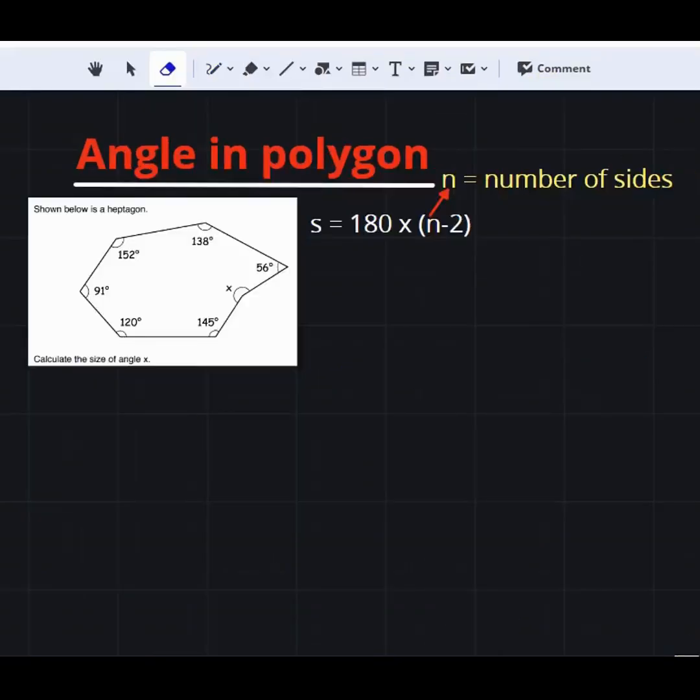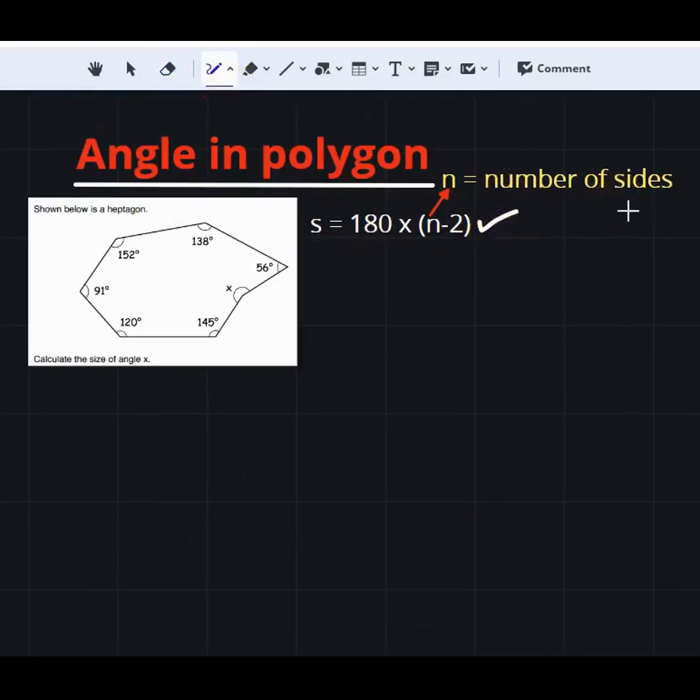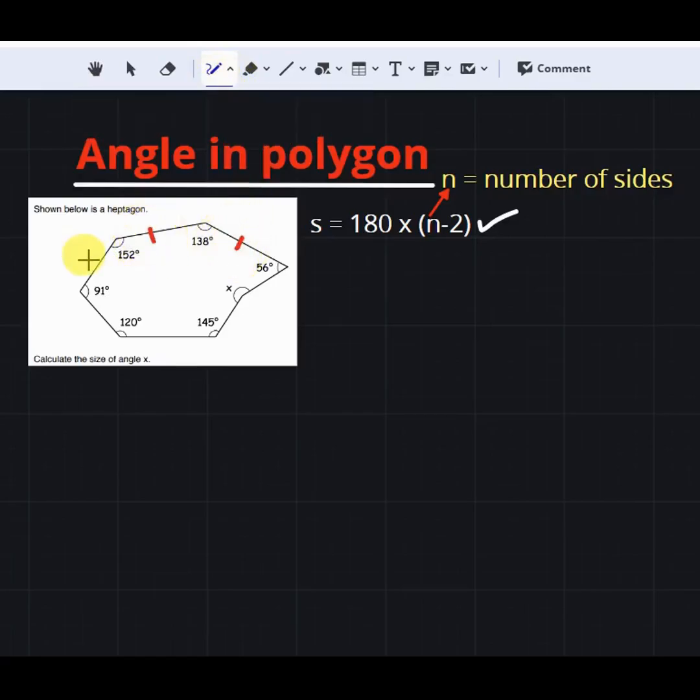Now I will explain how to find a missing angle in this example. I know that the formula for the sum of interior angles inside any polygon is 180 times n minus 2, and n represents the number of sides. So first of all I am counting how many sides there are. 1, 2, 3, 4, 5, 6, 7. So n is equal to 7.